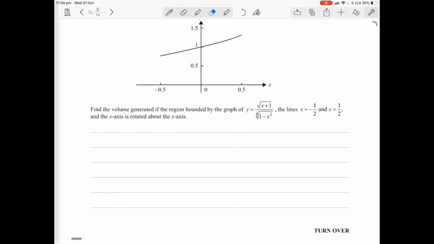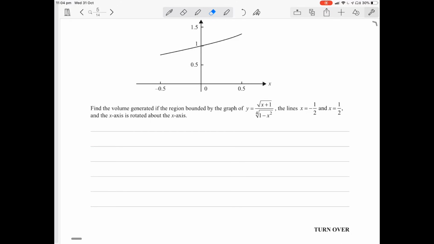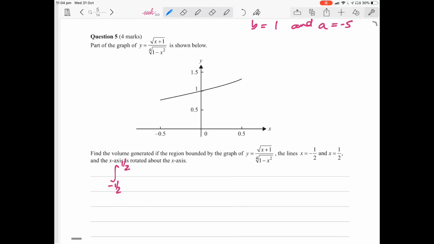Okay, so we know that's the integral from negative a half to a half of pi, so our volume is pi, y squared, so we're going to get x plus 1 on the square root of 1 minus x squared dx.